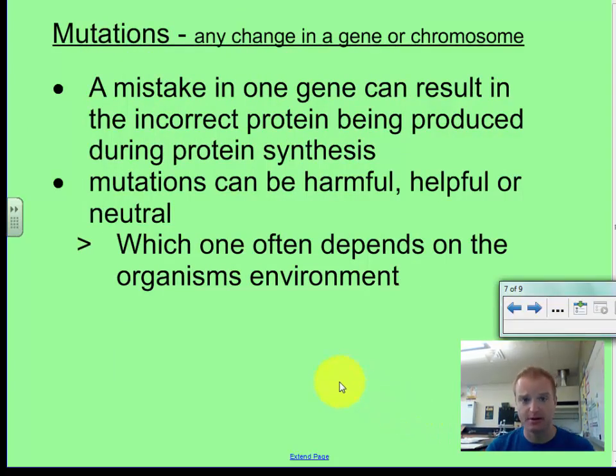There are a lot of chances for mistakes in this coding, just like if you're copying a book from one page into another. A mistake in one gene can result in the incorrect protein being produced during protein synthesis. Mutations can be harmful, they can be helpful, or neutral, where it doesn't affect anything at all. It often depends on where the animal lives, its environment, and whether that mutation will help, hurt, or just not make a difference at all.